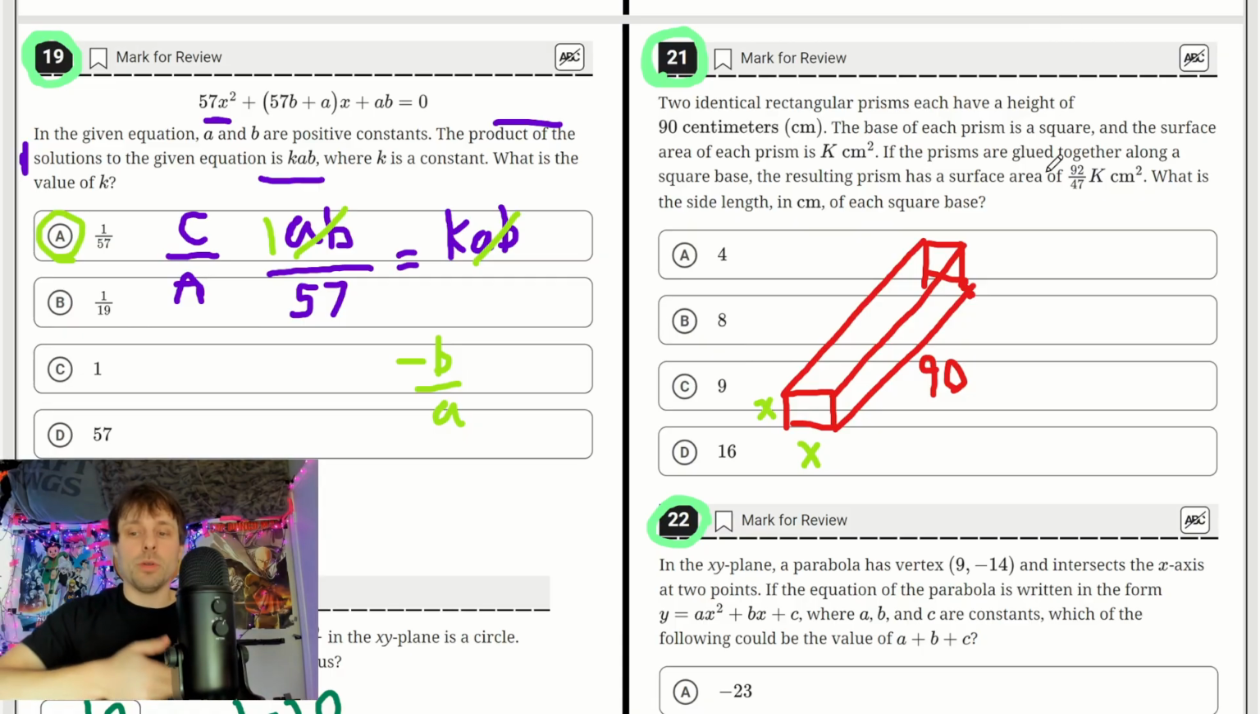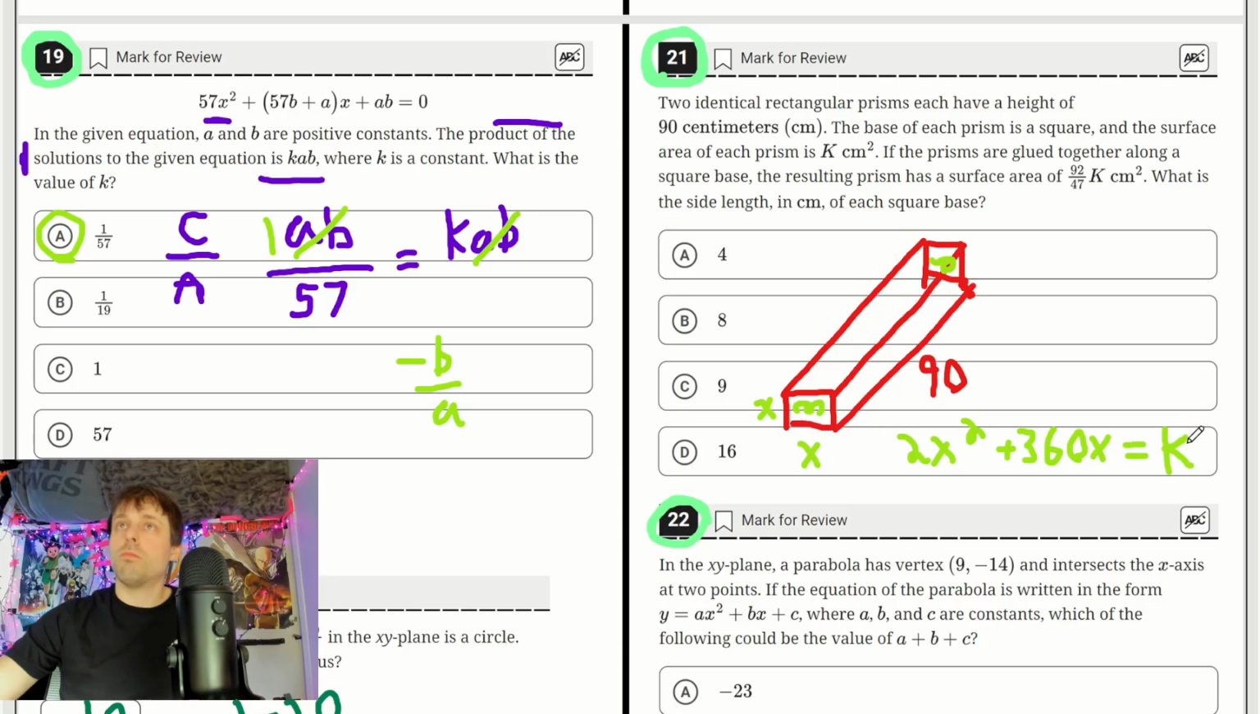So this is another example. They give us a surface area. We have to develop our own surface area. So that's just going to be x squared for this face, but there's 2 of them. So that's 2x squared. And then this is the weird one. It's going to be our x times 90, and there's 4 of those. So plus 360x. That is going to be equal to k. So we've got our surface area of one prism.